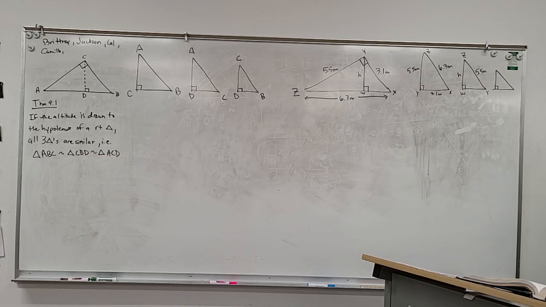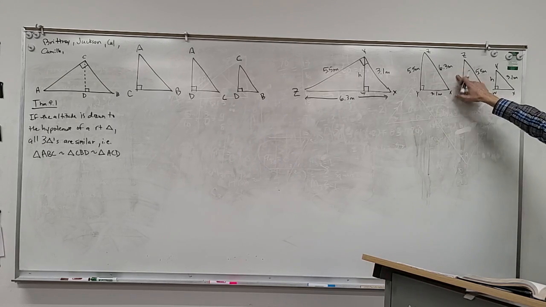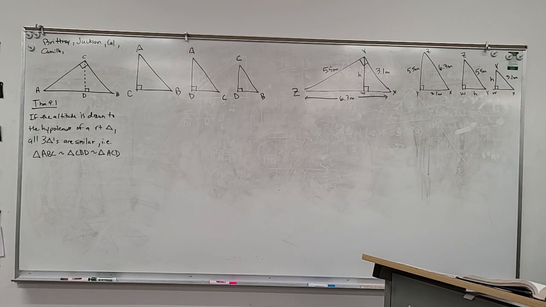And then for our little guy, he's so cute. 3.1 meters right here. So we've just got W, X, and Y, and we've also got H labeled there. Let's see, I did something wrong though, didn't I? I did. This is supposed to be H right here on our medium-sized one.